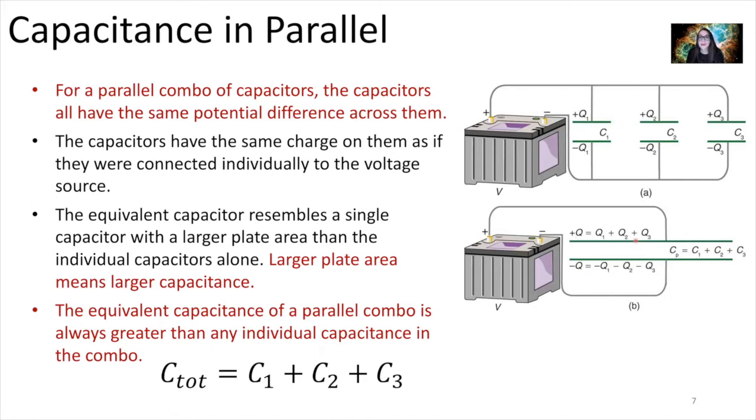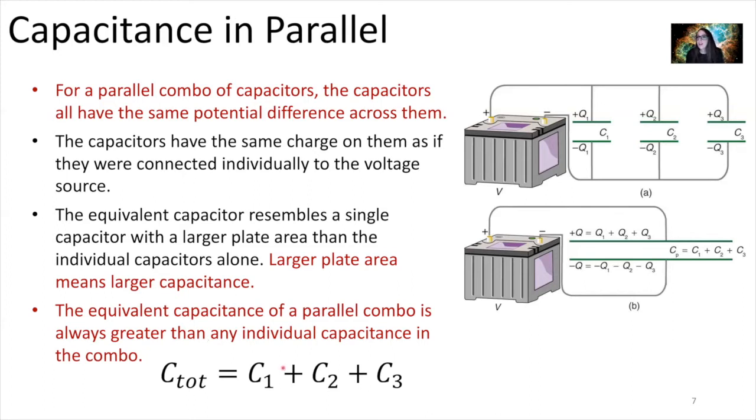The equivalent capacitor that we could take these three in parallel and replace it with, that's this one down here, resembles a single capacitor with a larger plate area than the individual capacitors alone. When we increase the plate area of the capacitor, we increase the capacitance. So larger plate area means larger capacitance. When we have capacitors in parallel, the total capacitance of those elements is greater than any of the individual capacitances. The equivalent capacitance of a parallel combination of capacitors is greater than any of the individual capacitances.